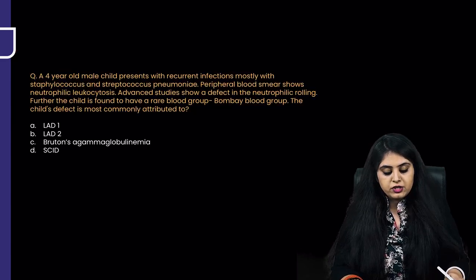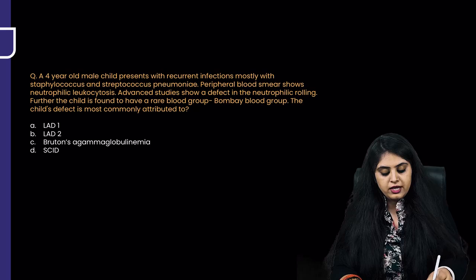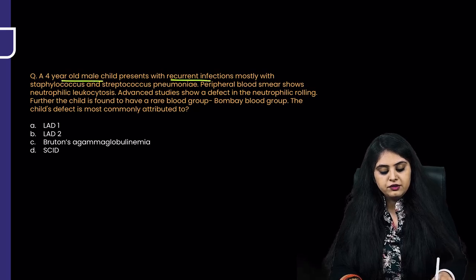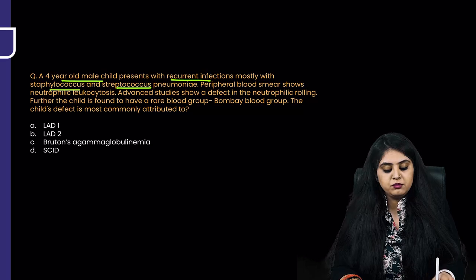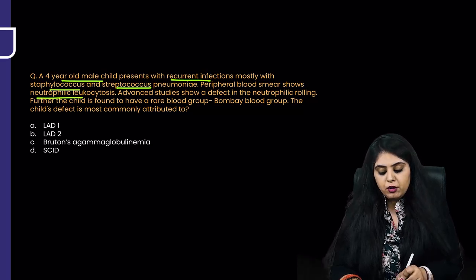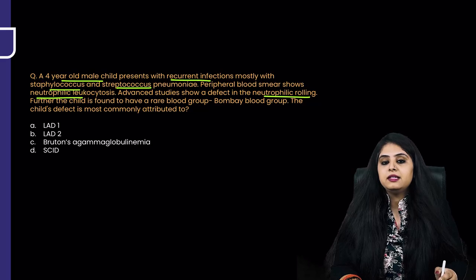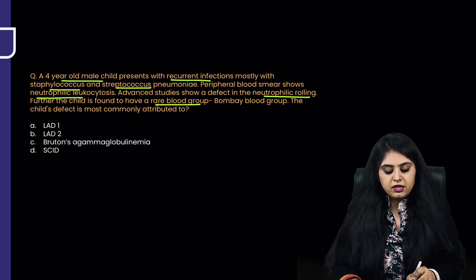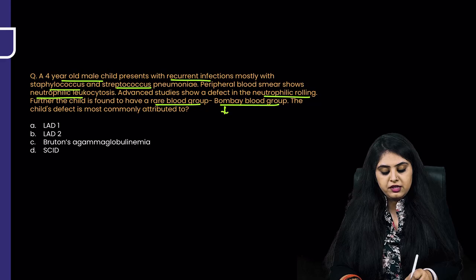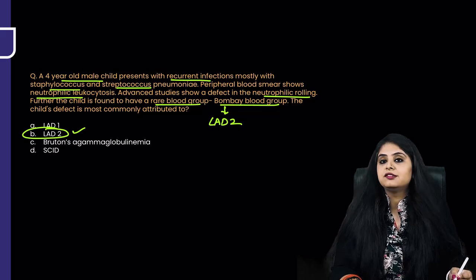If I take up a quick question over here, you have a 4-year-old child who has come with a lot of infections with staph and strepto, and the peripheral blood smear shows neutrophilia. There is a problem in neutrophil rolling, and the patient is found to have a very rare blood group, that is Bombay blood group. As soon as I know Bombay blood group, I know we are dealing with LAD2, which is making all the sense.